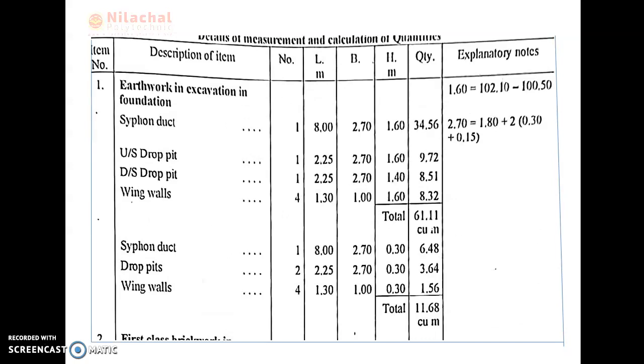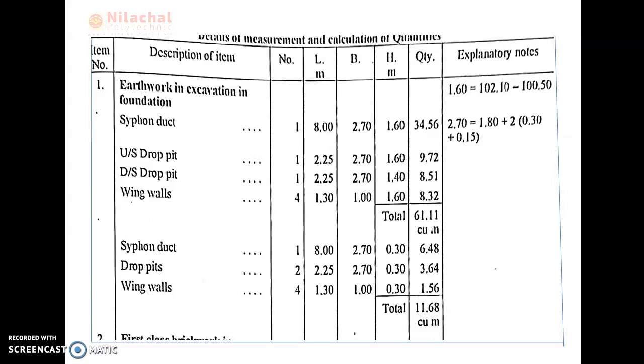First of all we go through item number 1. Item number 1, description of item: earthwork in excavation in foundation. Here the abstract consists of item numbers, description of item, numbers, then length in meter, breadth in meter, height in meter and quantity, then explanatory note. First we need to calculate the earthwork in excavation in foundation.